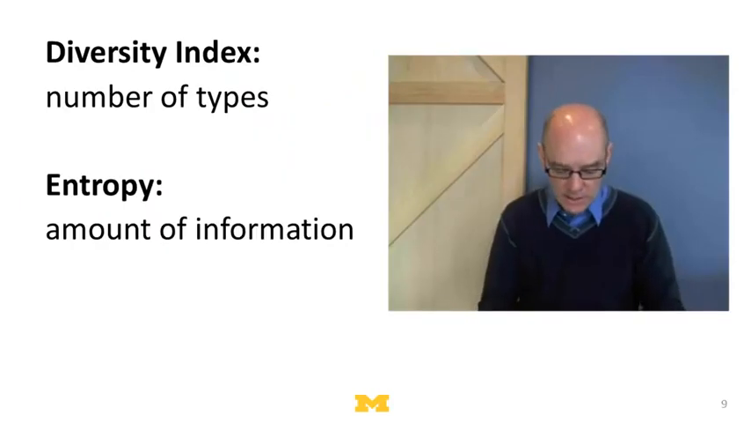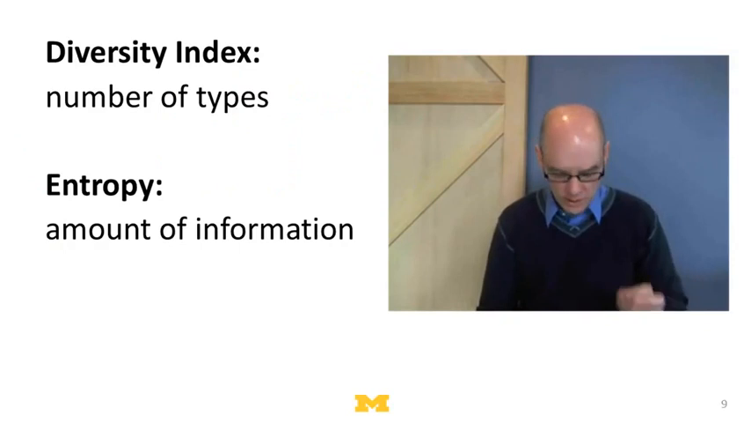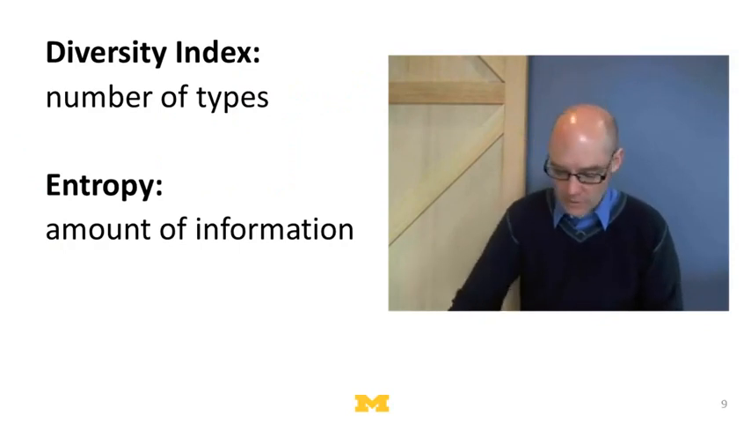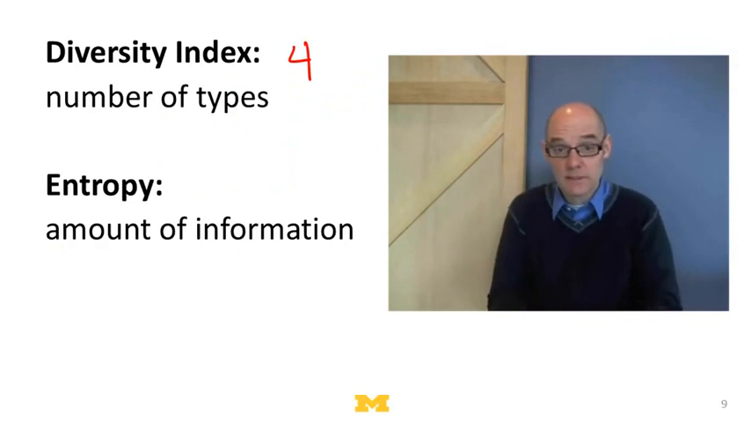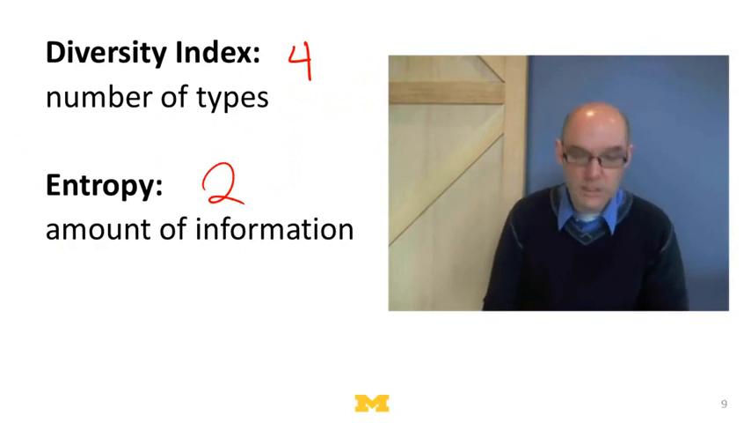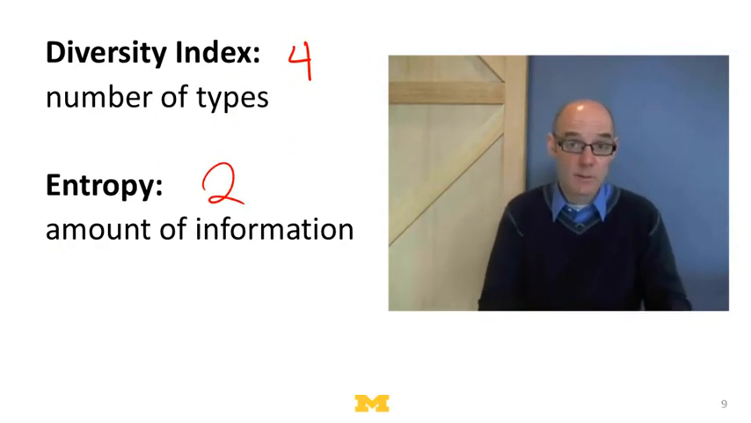To summarize, the diversity index tells you sort of the number of types, and entropy tells you the amount of information you would need to identify the type. Right, so in our example, the diversity index was 4 because there were 4 equally likely types, right? A, B, C, and D were all equally likely. And the entropy was 2 because with 2 questions, you could identify which the type was, right? You could ask, is it A or B, or C or D? And if they said C or D, then you could say, was it D?